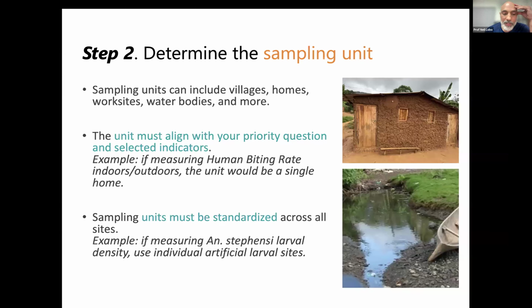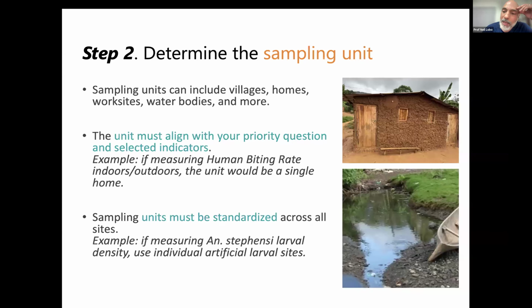It is super important to have your sampling unit standardized across all your sites. If you're using human biting rate, you want it to be by house across all your studies, right? If you want to do it in cowsheds, that is a similar parallel study. But if you want to look at where Anopheles stevensii is biting humans, for example, you would select your cowshed as a sampling unit and your human house as a sampling unit. And you'd collect data inside and outside human houses and in cowsheds, right?